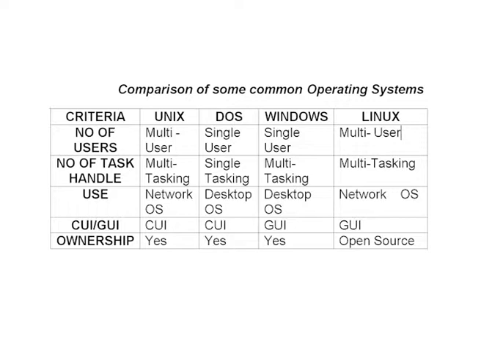Then is the use. Unix is a network operating system, DOS a desktop operating system, Windows a desktop operating system, while Linux is a network operating system. Unix uses CUI, DOS CUI, Windows GUI and Linux GUI. The ownership: Unix yes, DOS yes, Windows yes, while Linux is just open source.